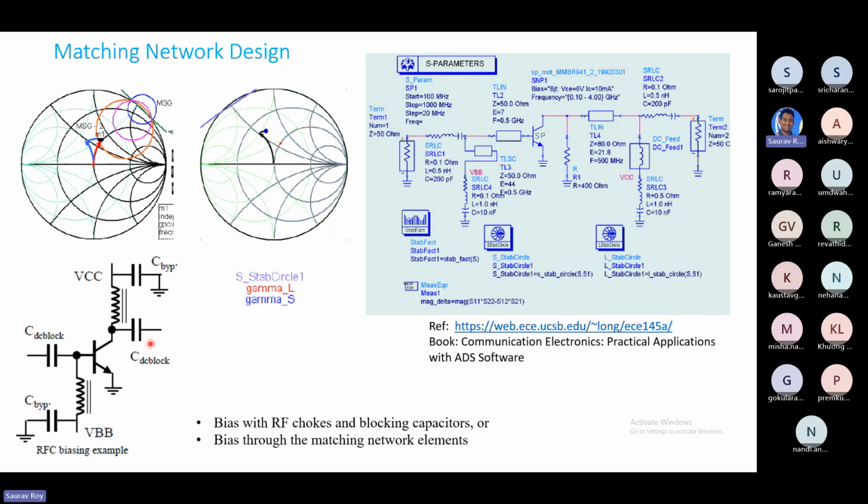Okay. So same thing. So now the task is you have to do intelligently so that both the matching network and the biasing can be done together. What are the ways? So generally there are two ways. One is you can do using RF chokes and blocking capacitance. You can use biasing, or even you can bias through the matching network itself. So that means you don't have to add extra RF chokes. How you do that? Let's see. Now we come into that analysis.